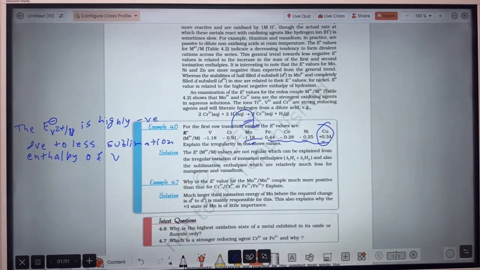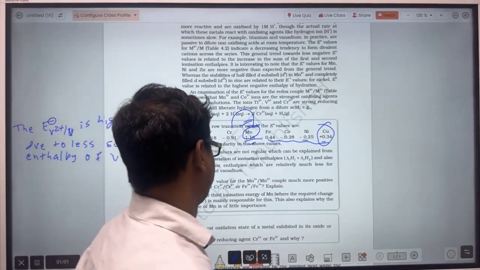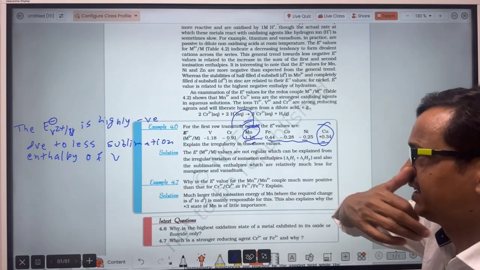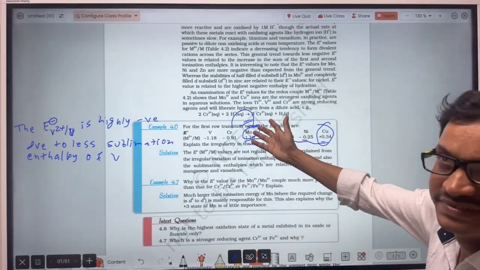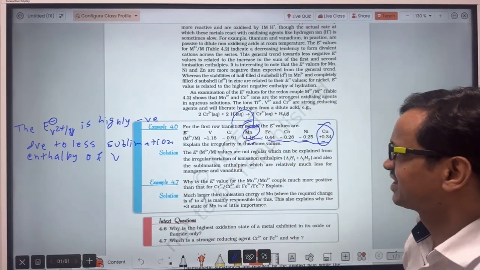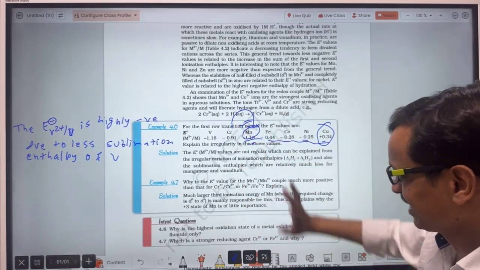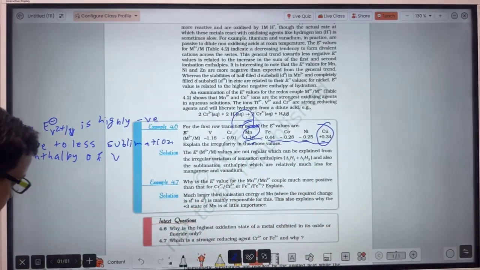About manganese, you already know that in +2 oxidation state the manganese acquires half-filled d orbitals, which will provide it extra stability. So that's why in +2 oxidation state its stability will be high. Okay, about that you are already aware. Let's see the next question.